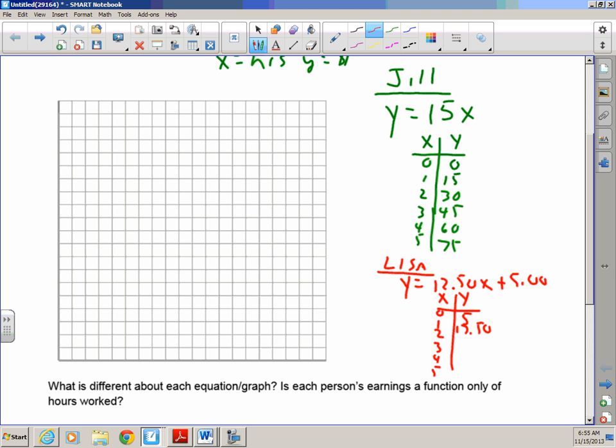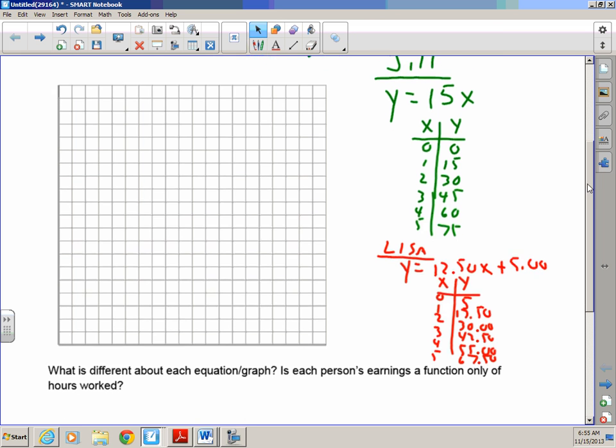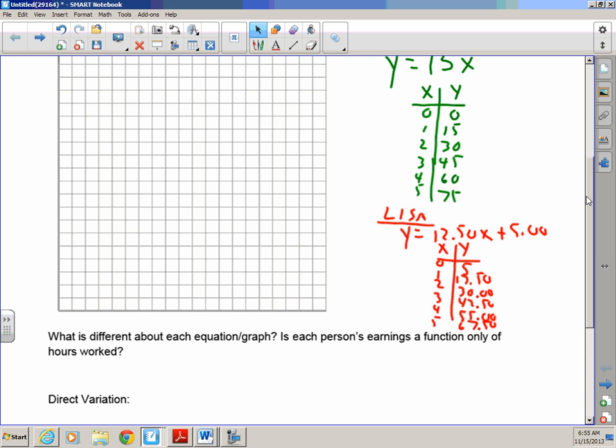$17.50, 30, 42.50, it's a little tight, sorry, 55, and 67.50. Okay? Now we want to graph both of these relationships, and I'm going to label hours, dollars, no choice there.